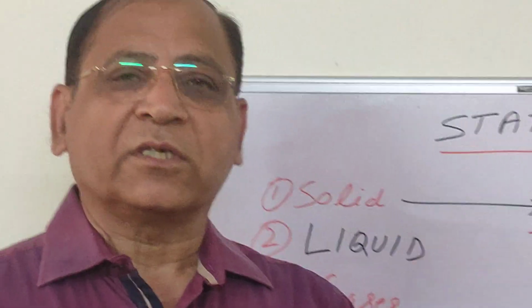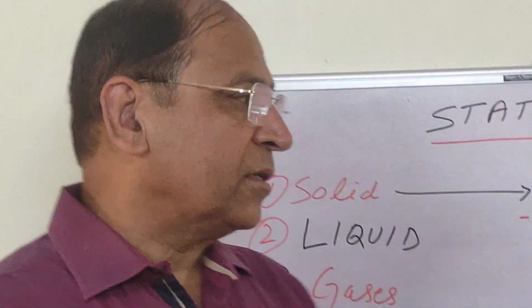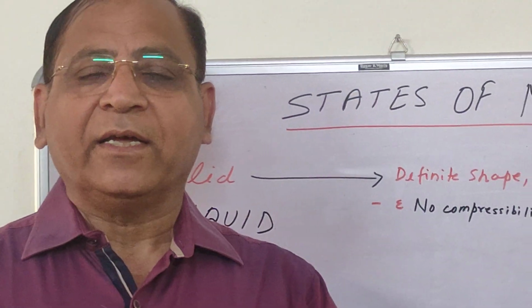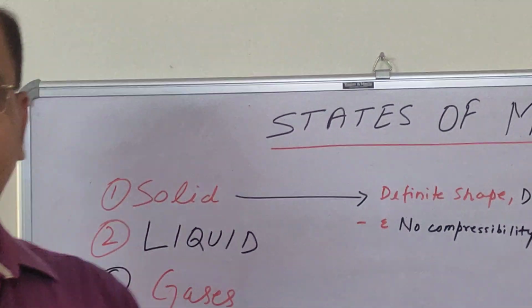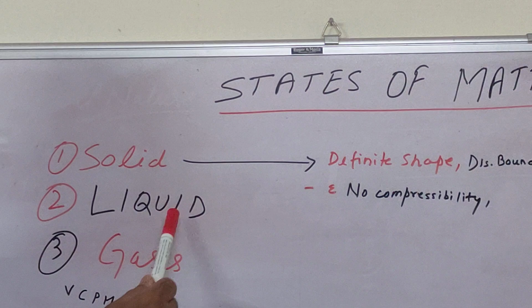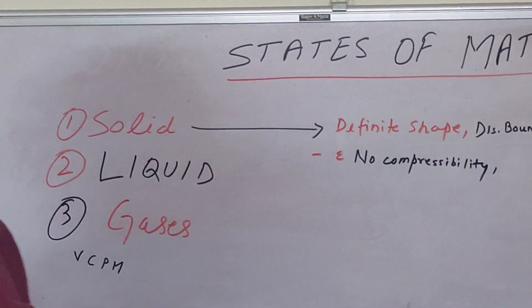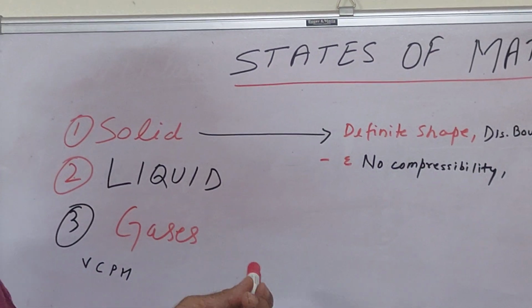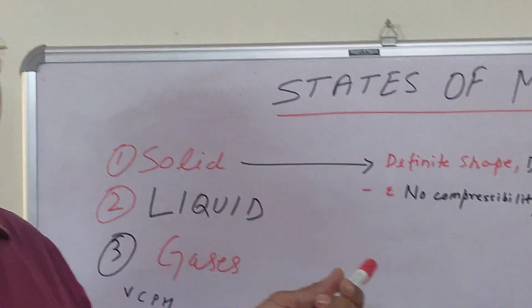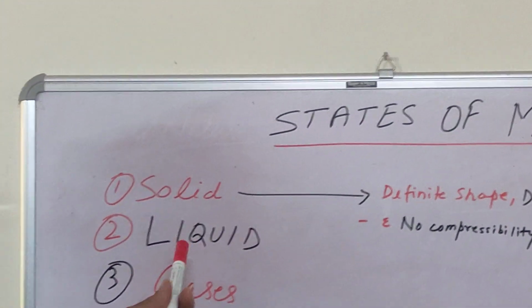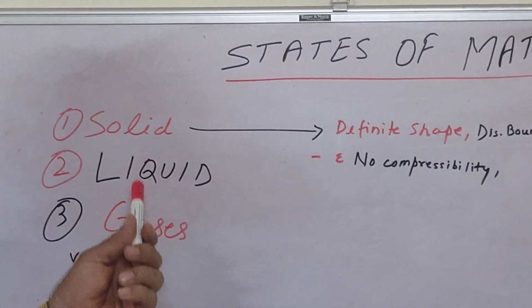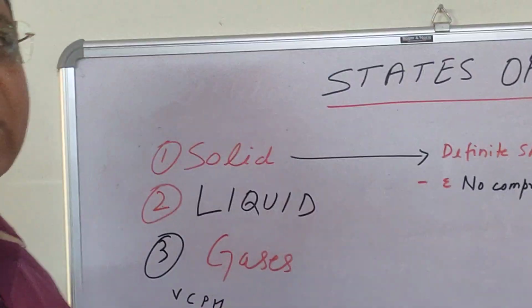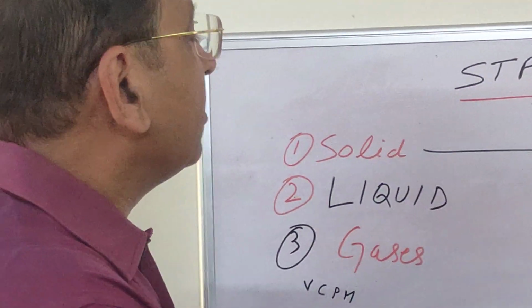Discussing one more concept of chemistry, that is states of matter. As we see around us, we find that matter is in three states, that is solid, liquid and gas. These three states exist in the surroundings around us because of the variation of the characteristics of the particles of the matter. So these three states exist around us in these three forms.